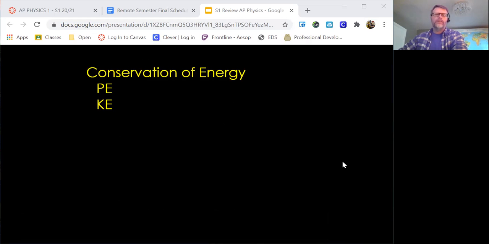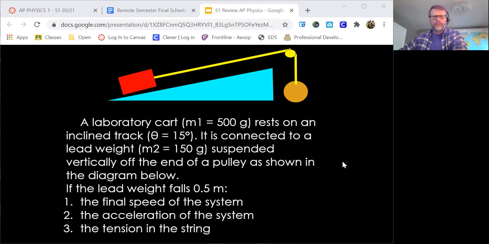So conservation of energy started with focusing on potential and kinetic energy. We eventually added spring energy on the following unit, but the apparatus, the setup is going to be the same for all of these. Okay, so we see our first question of the cart resting on the incline.